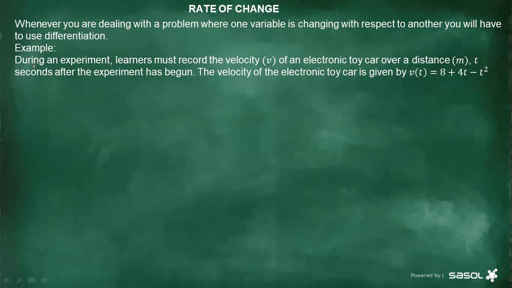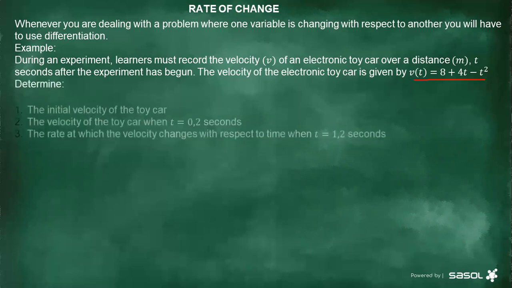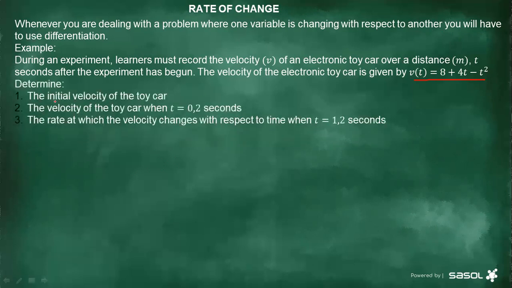We have example one. Say during an experiment, a learner must record the velocity of an electronic toy car over a distance of meters. T is the seconds after the experiment has begun. The velocity of the electronic toy car is given by this equation here. The first question: determine the initial velocity of the car.